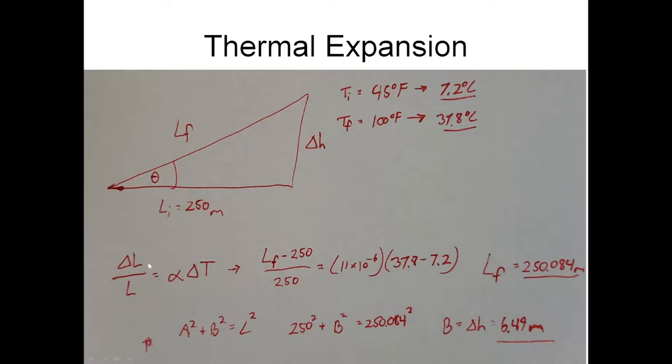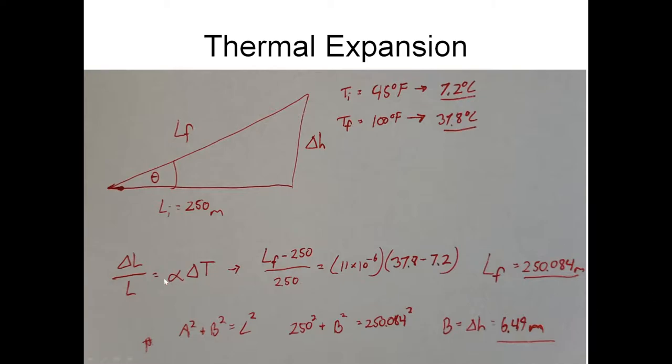Start filling in some blanks here. Delta L is the same as L final minus L initial. We know that the initial length, the original gap, was 250 meters across, so we'll plug 250 in for L initial, both in the delta L and also in the denominator here. So we'll use that number twice. On the right side of the equal sign, we know our change in temperatures. Final is 37.8, and our initial is 7.2. Again, delta is always final minus initial, so we'll have the hotter one minus the colder one to show that the temperature increased. That'll show that the length increased.